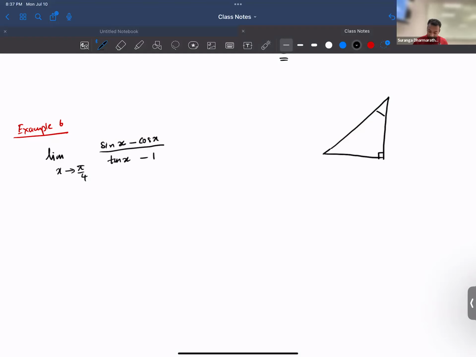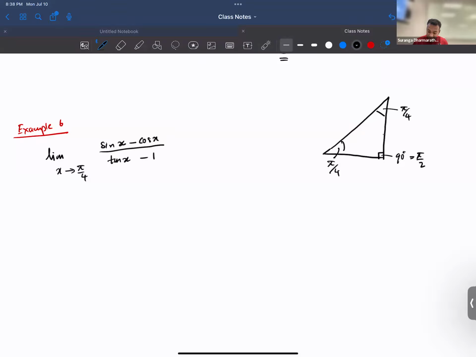Why is that? Because this is 90, which is equal to pi over 2. Now, if that has to be 45, that means pi over 4, this must be 45. You agree with me? Why? What is the summation of internal angles of a triangle? 180. So this is 90, and if that's 45, then the other one should also be 45. Are you with me?